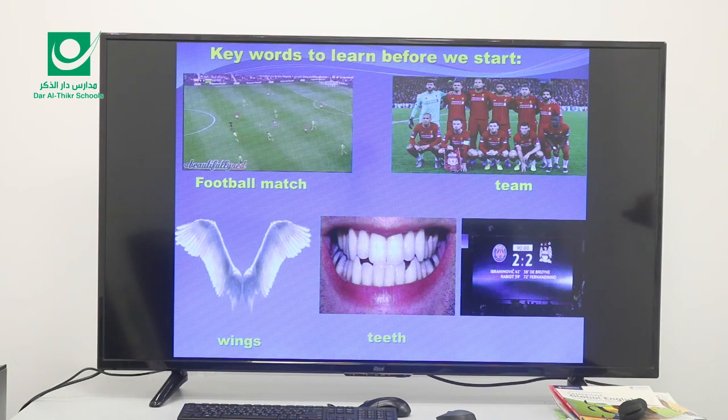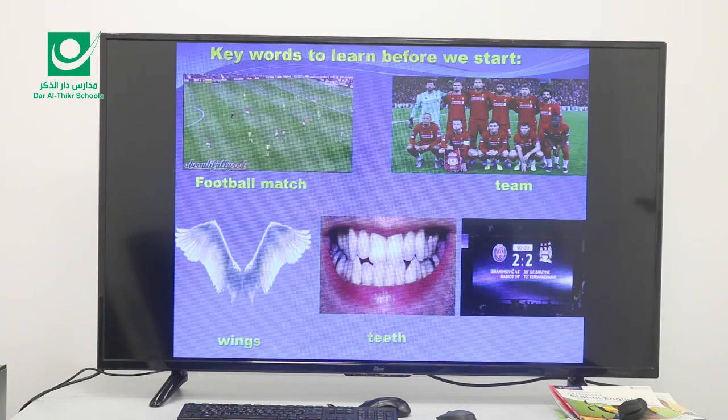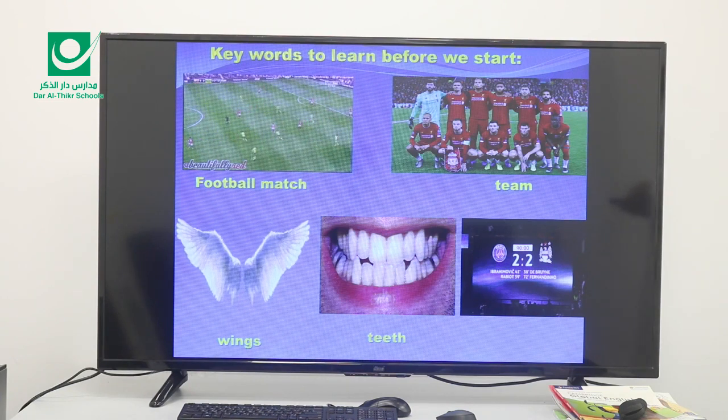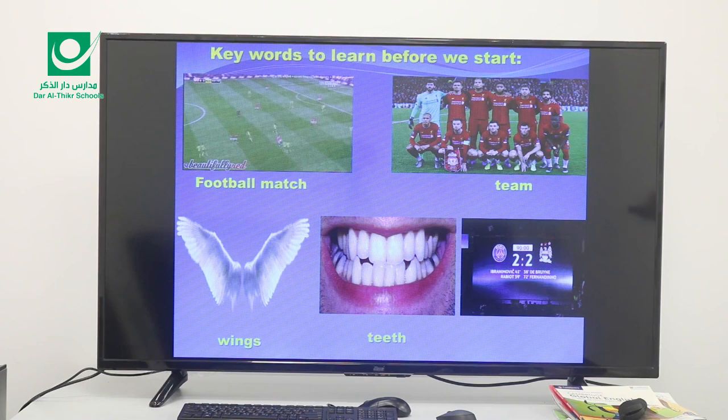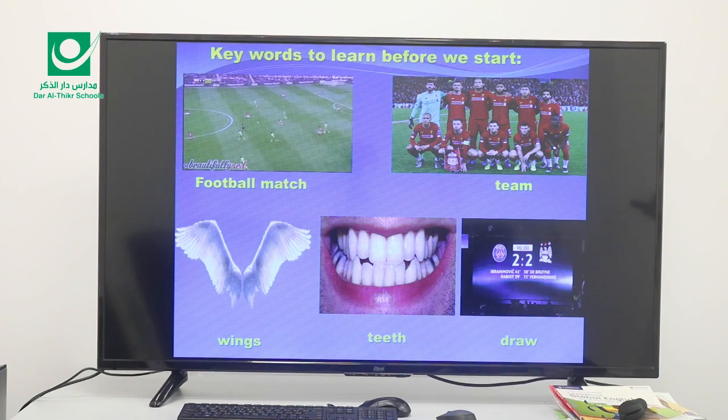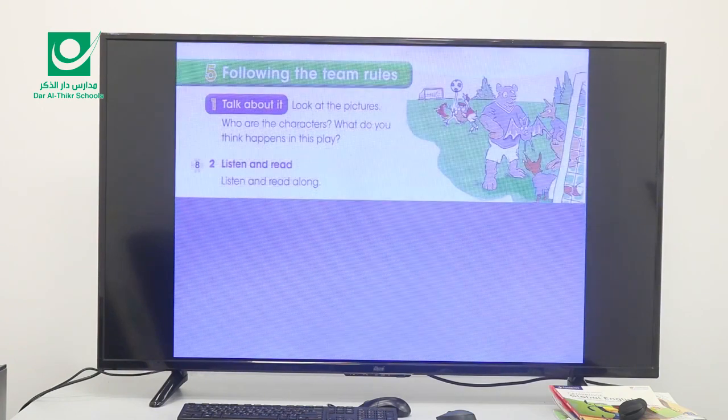Football match, team, wings, teeth, draw. Yes? Okay, now we start with our lesson, following the team rules.